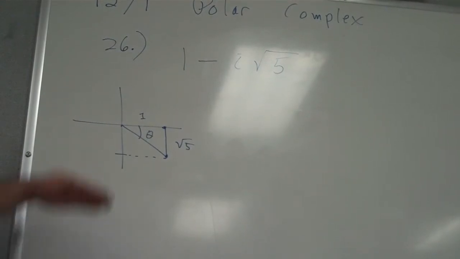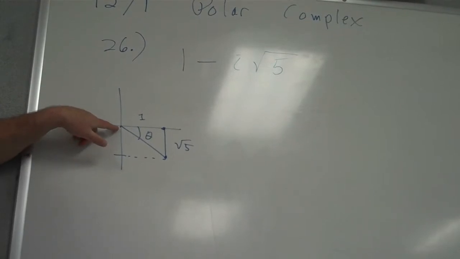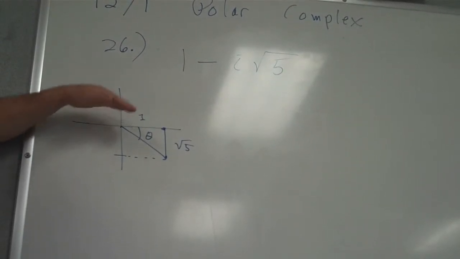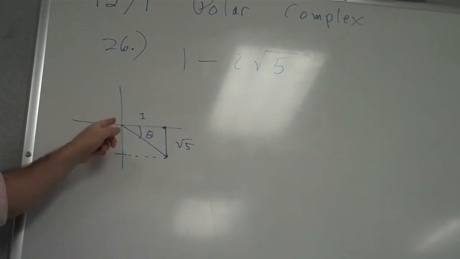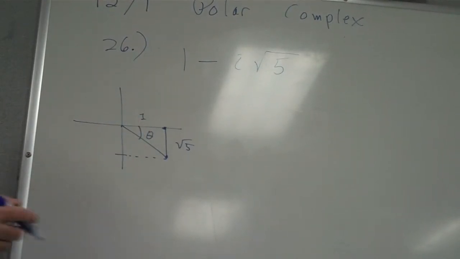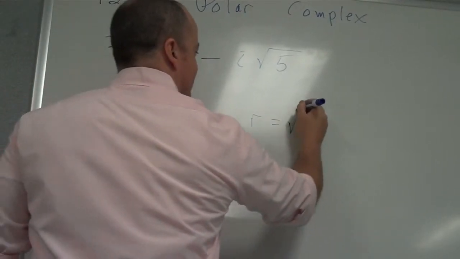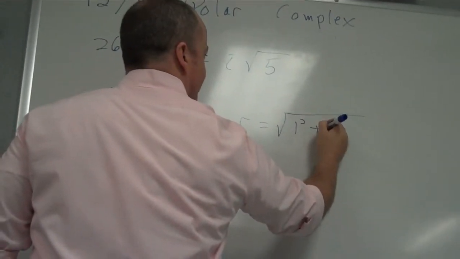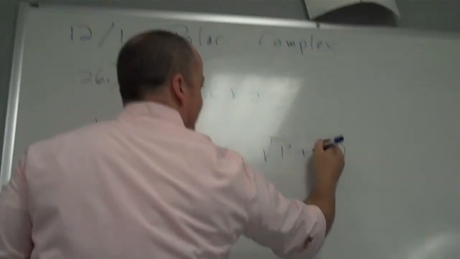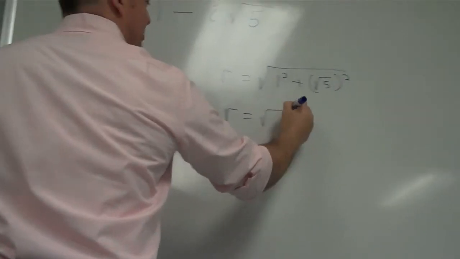The hypotenuse is always like a clock hand. And a clock hand is always centered at the center of the clock. So the hypotenuse always comes out from the center to some point, always comes out from the origin. So this hypotenuse, r, is going to be the square root of 1 squared plus the square root of 5 squared. What's the square root of 5 squared? 5. So that's root 6.